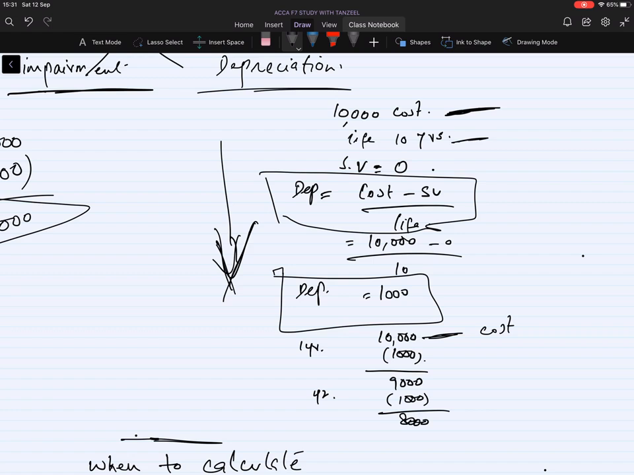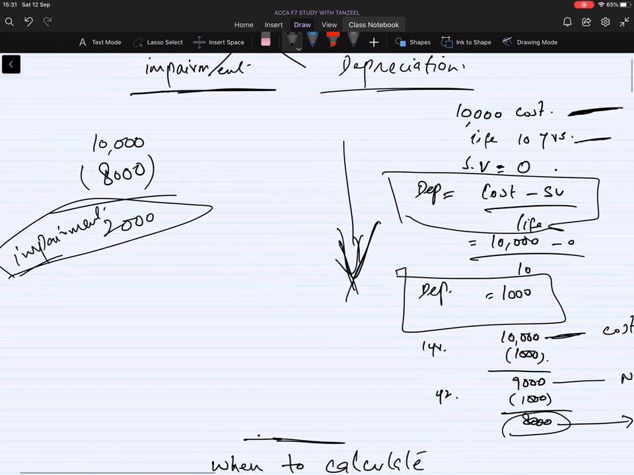After 1 year of depreciation of 1,000, the NBV, net book value, at year 1 is 9,000. After year 2 it is 8,000. So you can see this is a systematic way of reducing the amount.